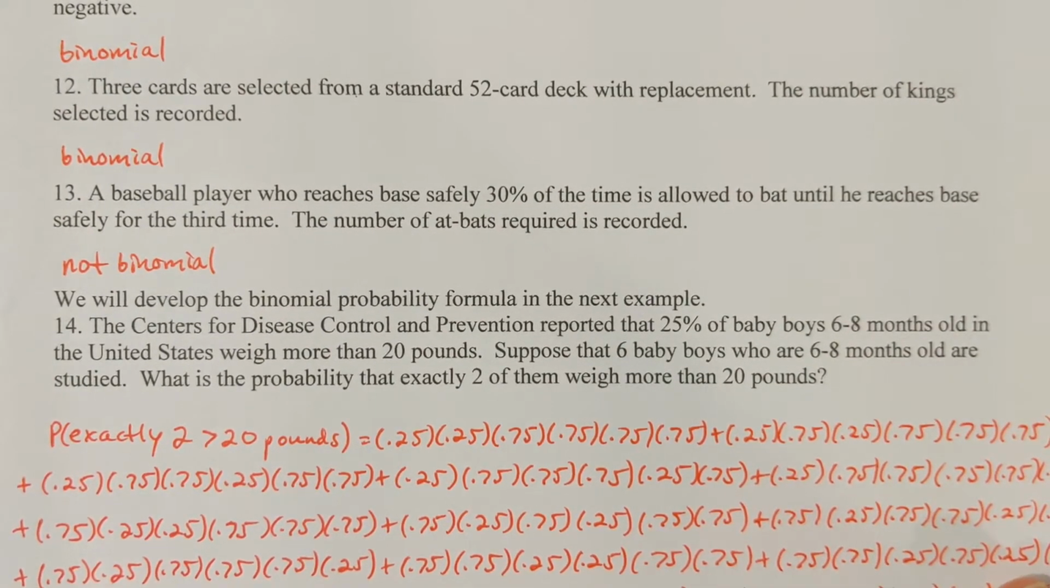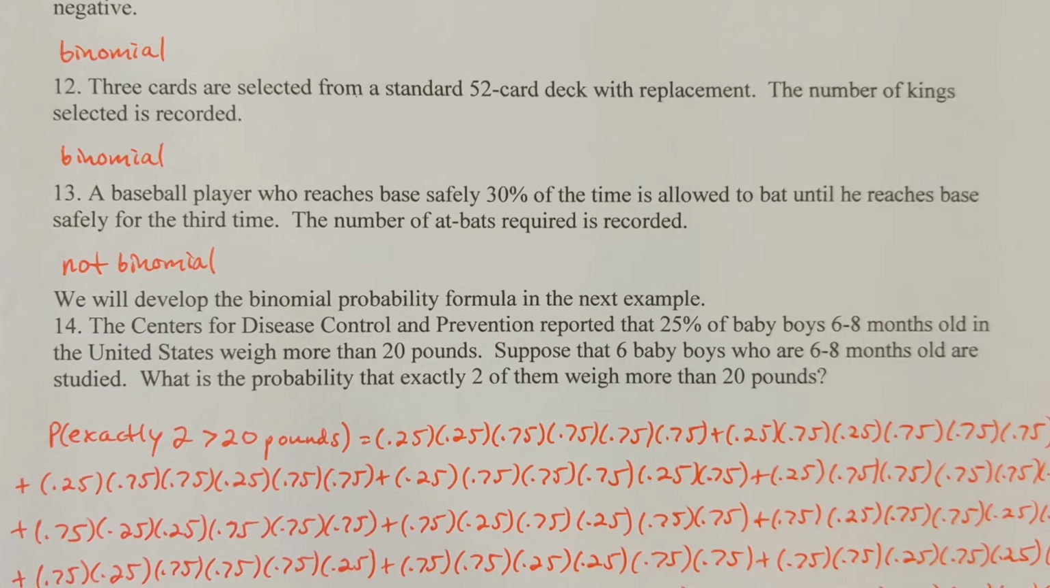Problem 12, 3 cards are selected from a standard 52 card deck with replacement. That's key. The number of kings selected is recorded. So n in this problem would be 3. We're selecting 3 cards. And we would have independent events because this is being done with replacement.